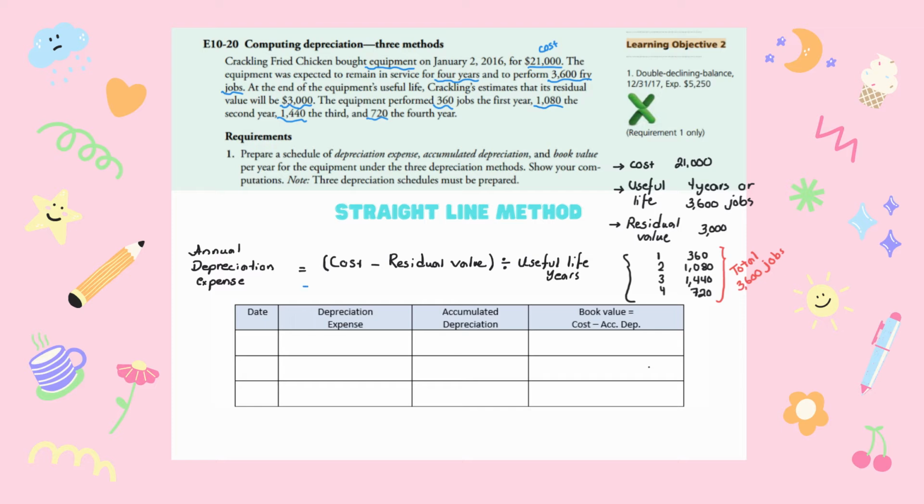The cost here is 21,000. Residual value it's 3,000, and useful life in years it's 4 years. So 21 less 3, it's gonna be 18,000 divided by 4, so it's 4,500 per year.